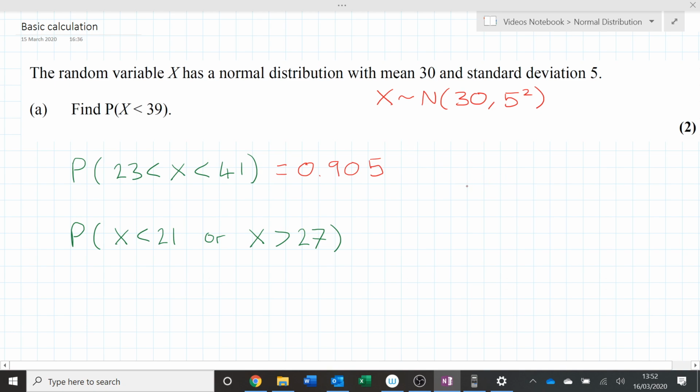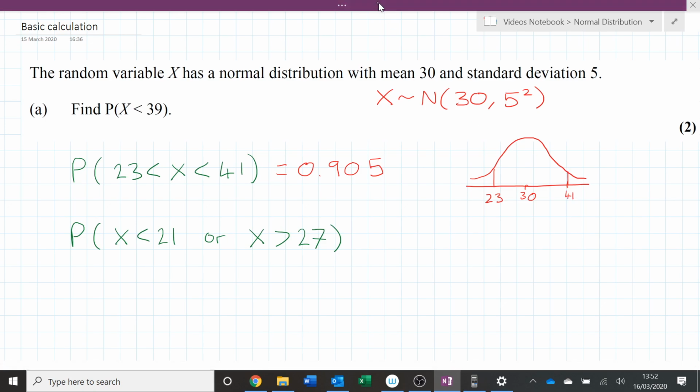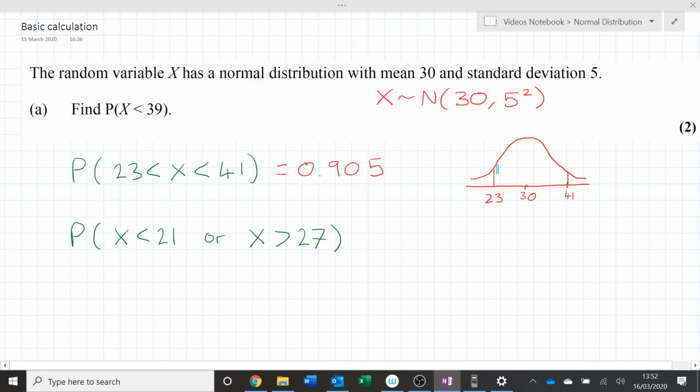Just to give you a vague idea, I do recommend, if questions get harder, just thinking about what this looks like on a little sketch. We've got a mean of 30 in the middle, and I'm going from 23, so maybe down here, up to 41, maybe somewhere up there. It's not really to scale. And I have calculated this area.